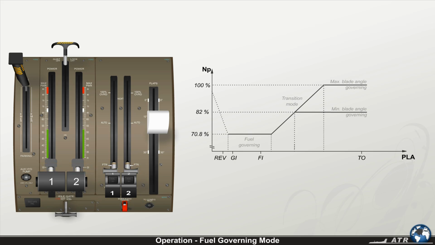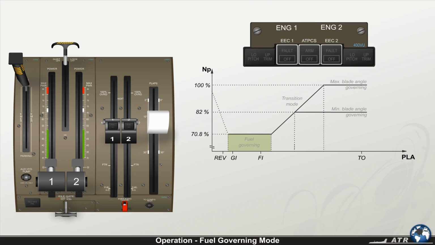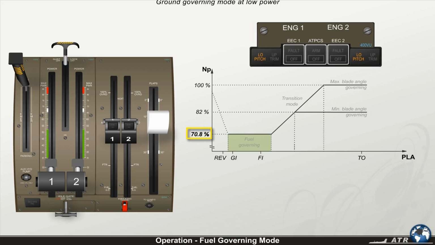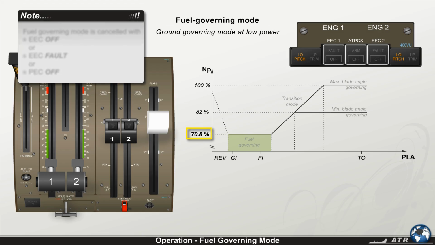Assuming that the engine is running with the power lever at ground idle and condition lever in the feather position, when the condition lever is moved from feather to auto, the fuel governing mode is activated. The propeller unfeathers and speed increases. Following unfeathering operation, the propeller blade angle reaches the low pitch blade angle. This is indicated by the low pitch light. After a while, the propeller reaches 70.8% NP. From then on, the EEC controls the engine fuel flow in order to maintain this propeller speed. This is called the fuel governing mode, and the AC wild generator becomes available.